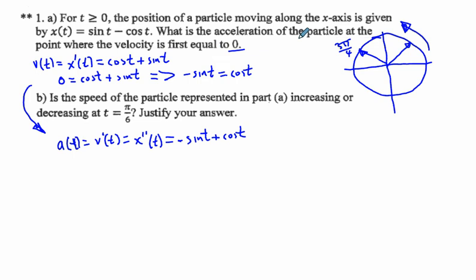So we want to find the acceleration of the particle at the point where velocity is first equal to 0. Well, that's going to be here at 3 pi over 4. So acceleration at 3 pi over 4 is equal to negative sine of 3 pi over 4 plus cosine of 3 pi over 4.